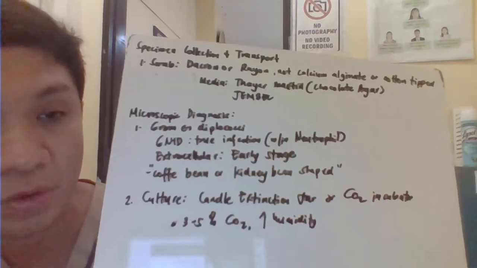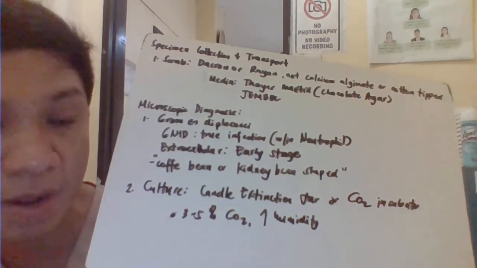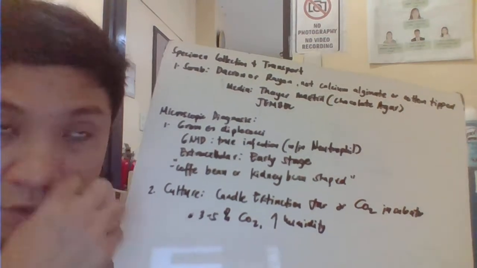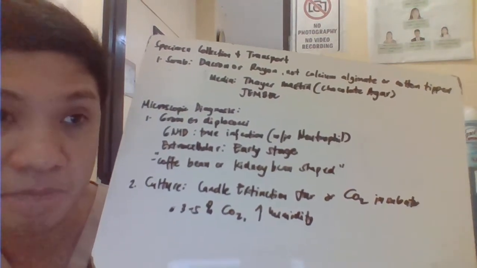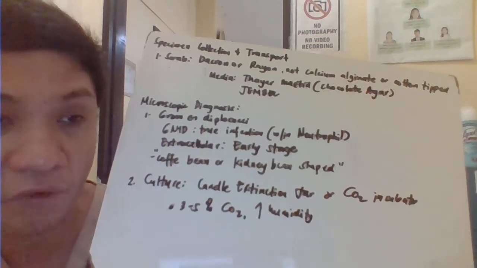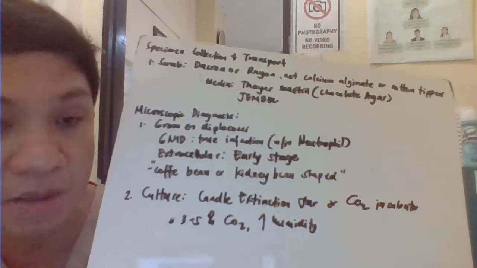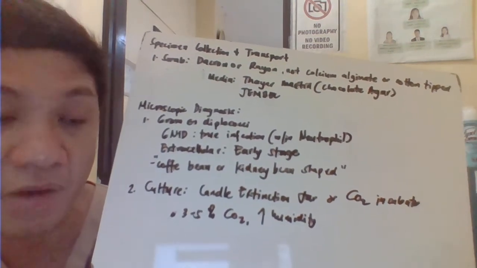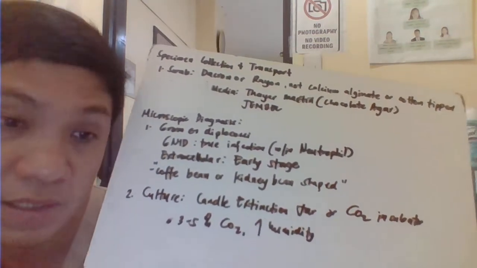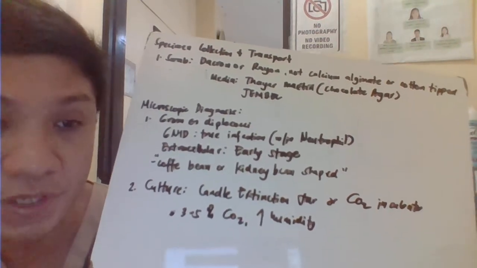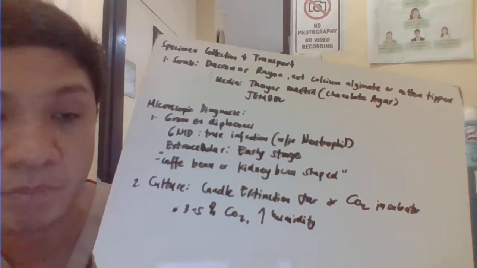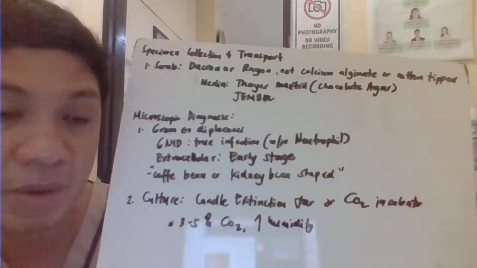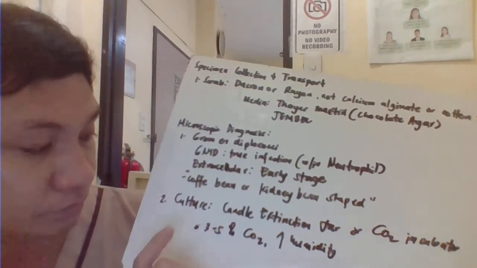Okay, we have the microscopic identification. These appear as gram-negative diplococci. In the case of Neisseria gonorrhoeae, they appear in pairs, forming a bean shape or coffee bean shape. We call them gram-negative intracellular diplococci because they can be found within your WBC, and that's considered a true infection. But sometimes they can be present outside of the cell, which we call extracellular, especially during early infection.